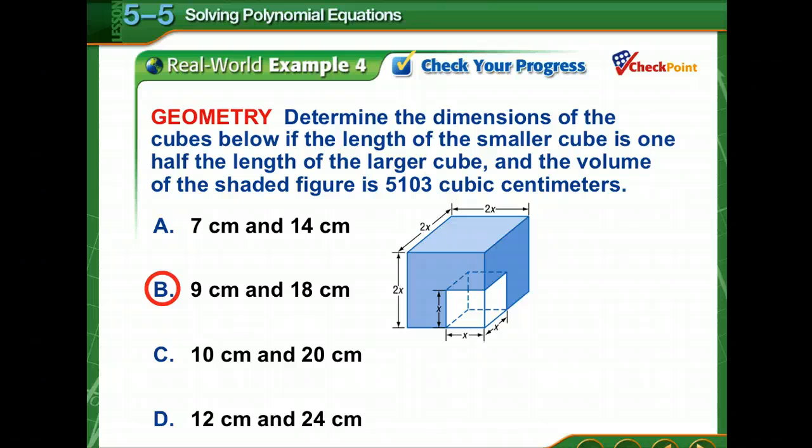So I had 2x cubed minus x cubed is equal to 5,103. So 8x cubed minus x cubed equals 5,103. 7x cubed is equal to 5,103. Divide both sides by 7. I have x cubed is equal to 729. I subtract 729 from both sides. That factors into x minus 9 times x squared plus 9x plus 81. And so 9 is the one that gives an answer that fits a length. So our lengths are 9 and 18.